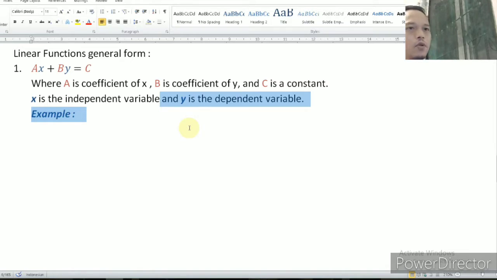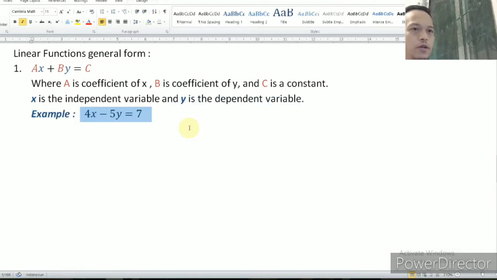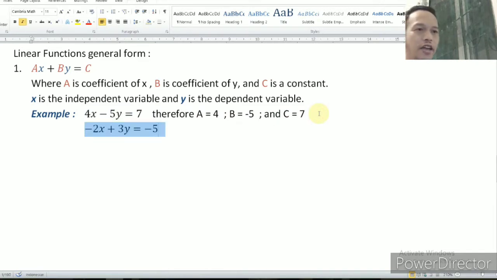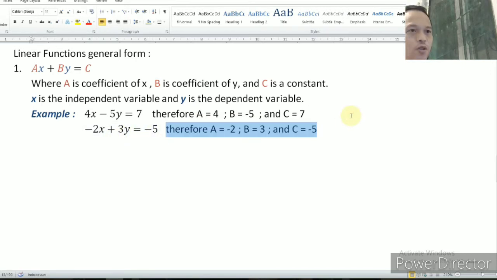Let me give you examples of what these equations say in this form. The first one is 4x minus 5y equals 7, which means a equals 4, b equals negative 5, and c equals 7. Or if we have another example, negative 2x plus 3y equals negative 5, it means a equals negative 2, b equals 3, and c equals negative 5.